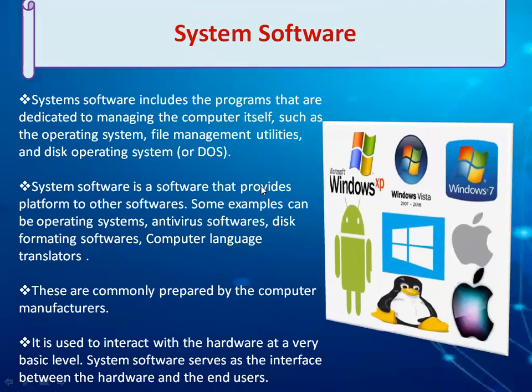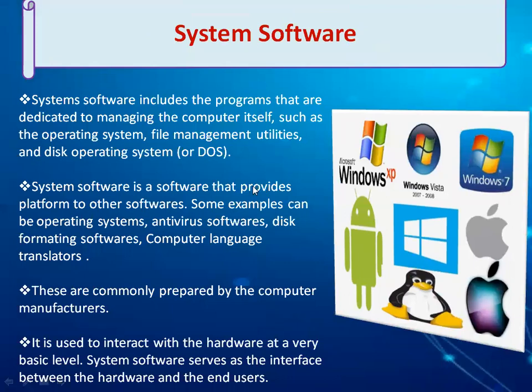System software. System software includes the programs that are dedicated to managing the computer itself, such as the operating system, file management utilities, and disk operating system or DOS. System software is software that provides a platform to other software. Some examples are operating system, antivirus software, disk formatting software, computer languages, and language translator. These are commonly prepared by the computer manufacturers. It is used to interact with the hardware at a very basic level, and system software serves as the interface between the computer hardware and the user.